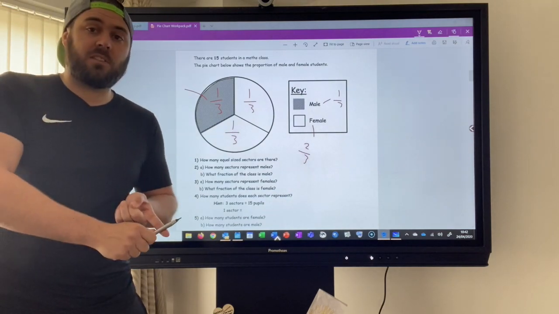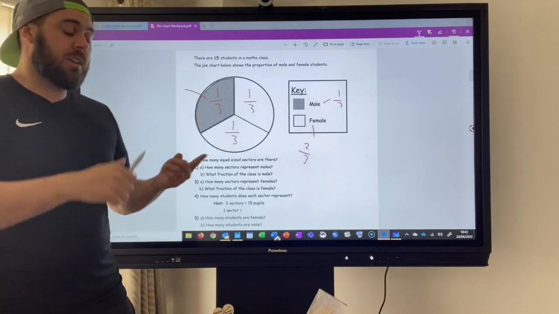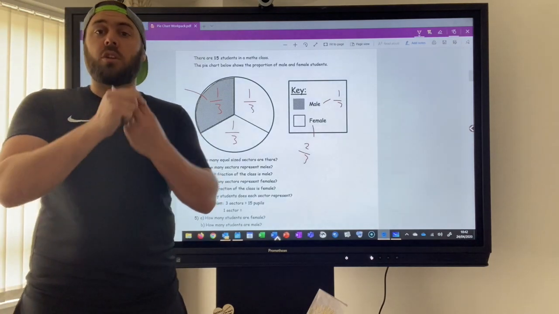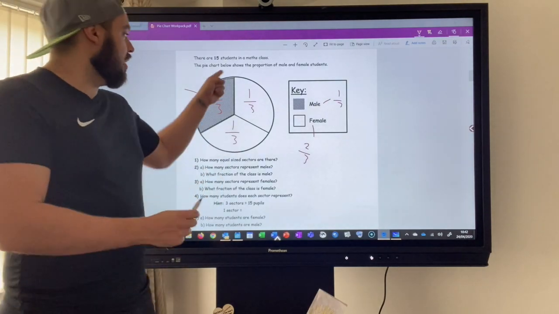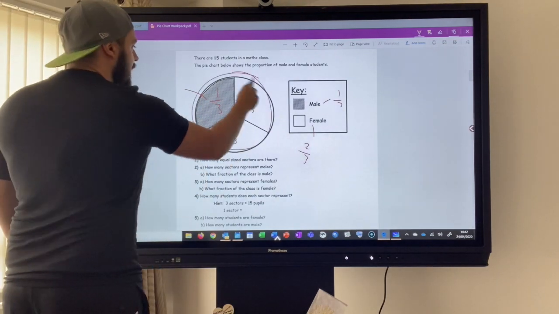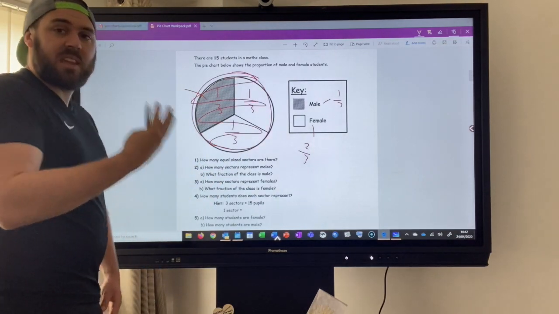Do you know any percentages of the total that you've been given? Have you been given any fractions? We have, and we haven't been given the total number of people. So in this case, you always want to say the total number. The total number in this entire thing, the whole thing, is 15 people.